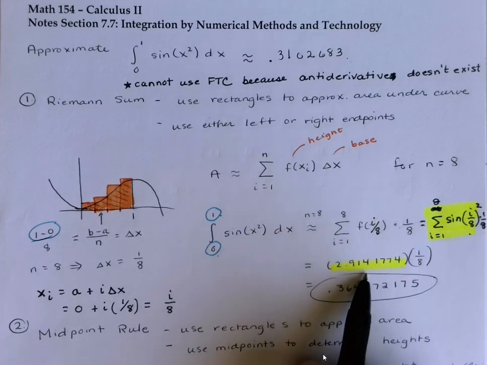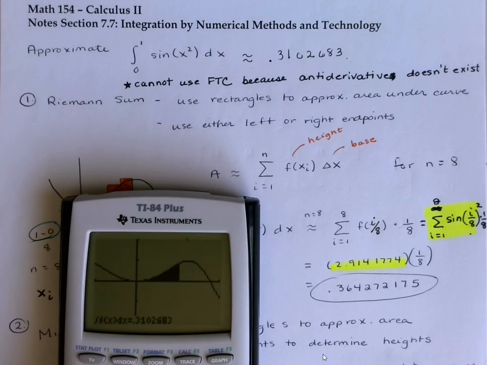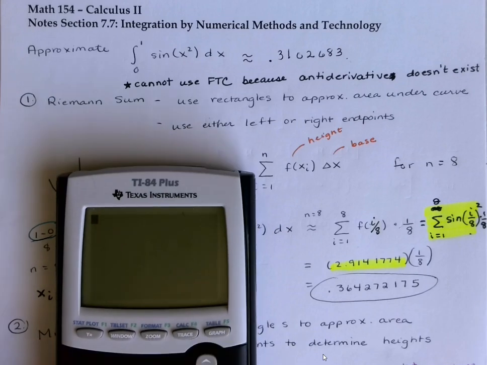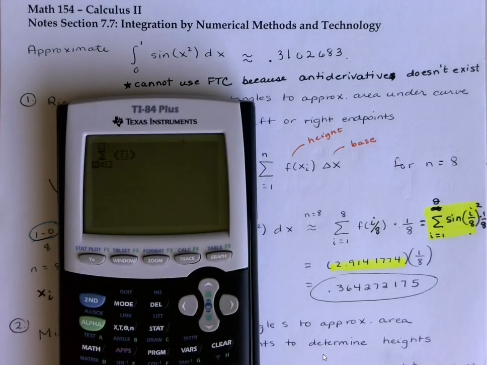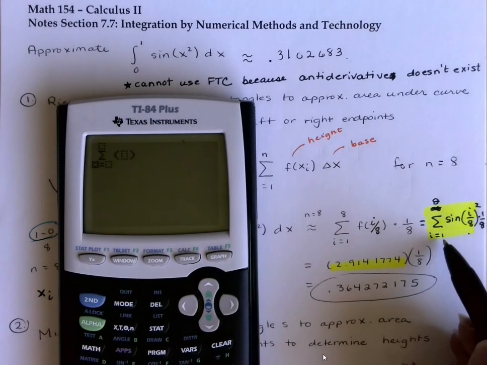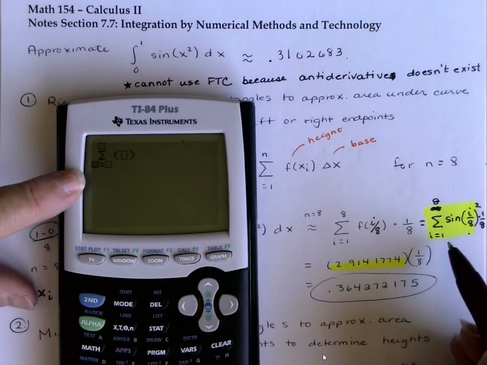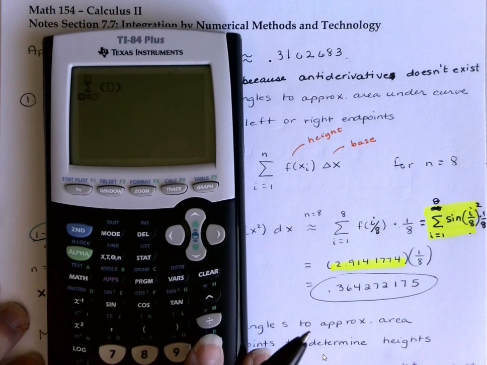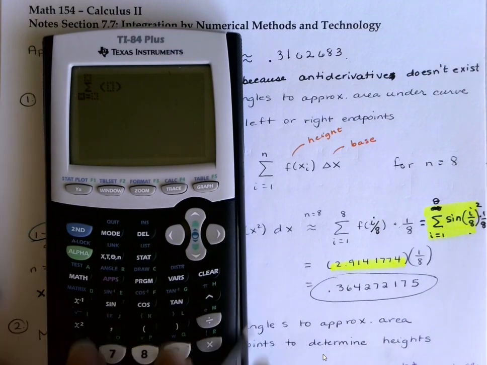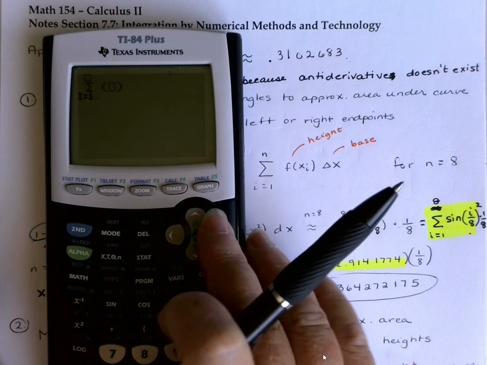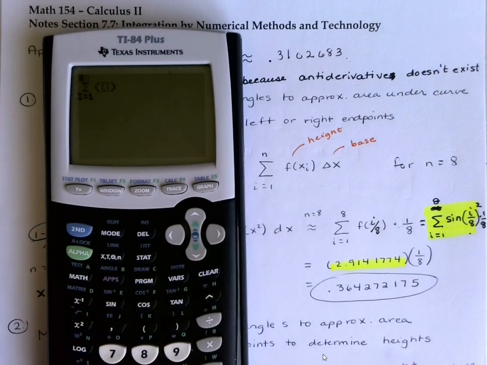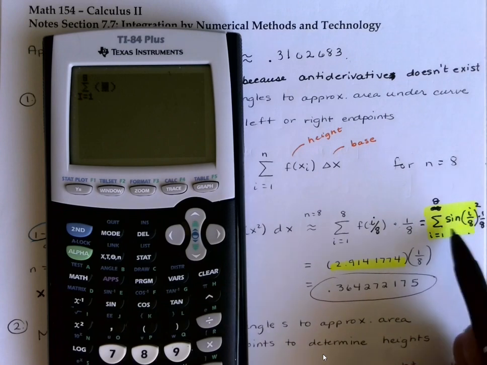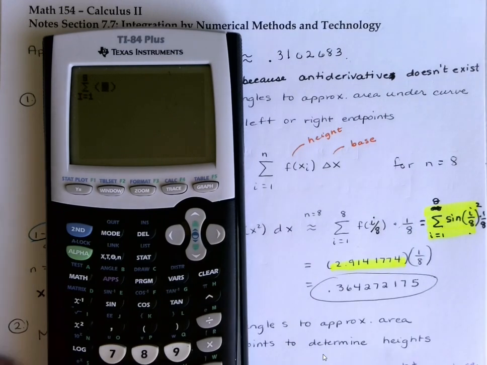How did I get that sum? In your calculator's math menu, if you go down a little ways, there is a summation option. That's what I'm going to use here. And I'm literally going to type in exactly what I wanted. Notice that the alpha is already on, so I'm going to go ahead and select the I. It goes from 1 to 8.